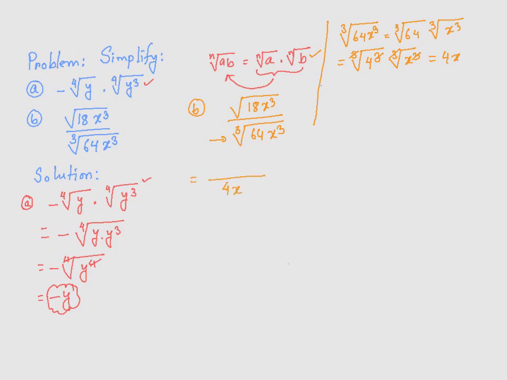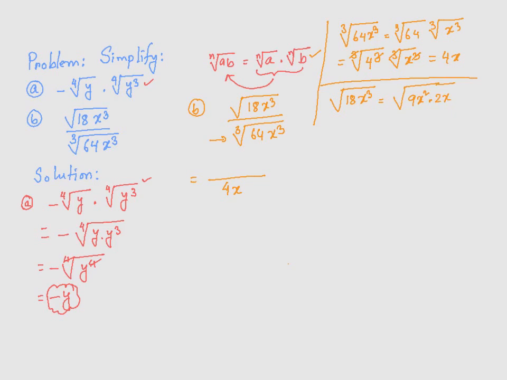Now let me go ahead and simplify the numerator, which is square root of 18 times x cube. This one I could write in this way. Let's write it as 9x squared times 2x. Where did I come up with it?